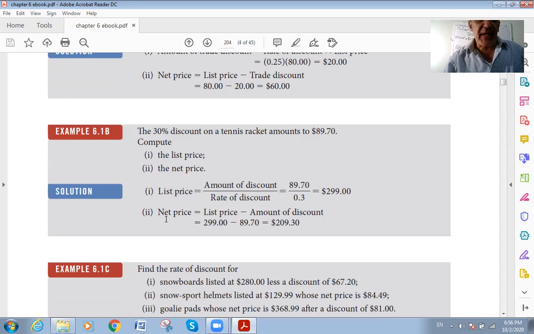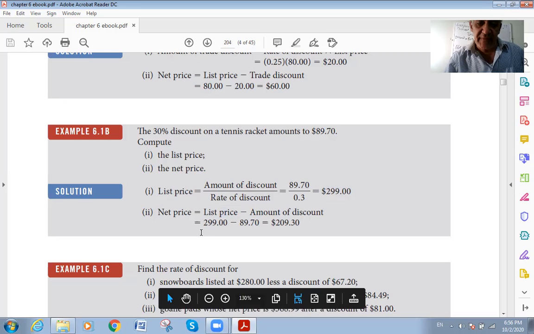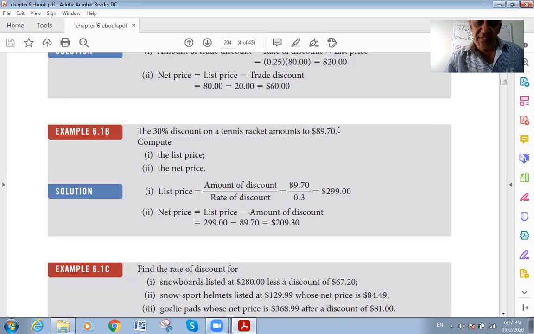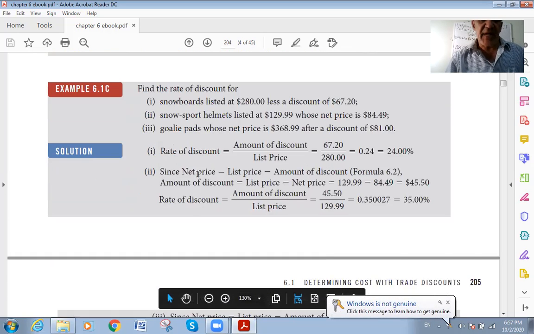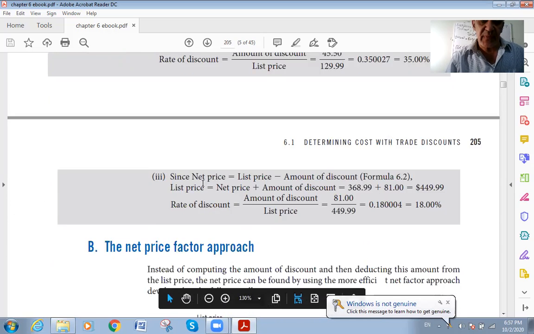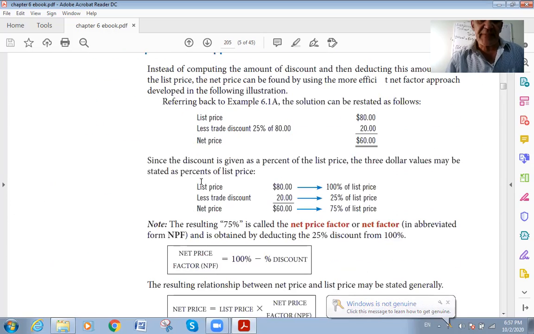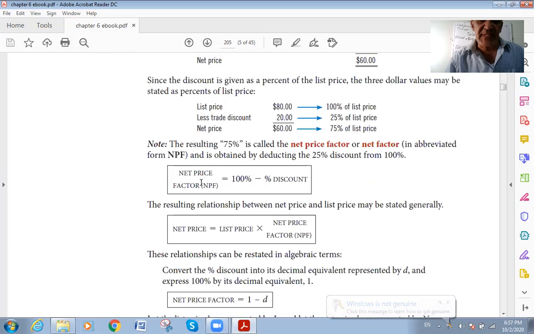Then you can get the net price. The net price will be the list price which you get from the previous step, which is 299, minus the amount of discount, which is already given in the example. The amount of discount is 89.7. So it's given in the example. It's the same idea, and we can get a lot of examples about this.